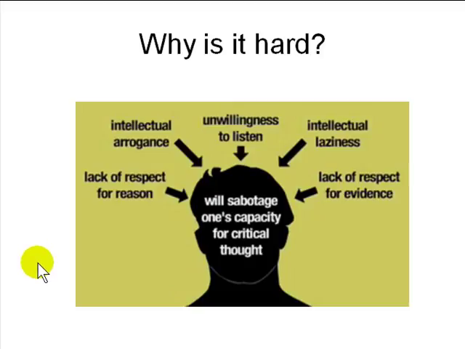Okay, so one is lack of respect for reason, one is intellectual arrogance, unwillingness to listen, one is intellectual laziness, and then lack of respect for evidence. This will also sabotage your ability to think critically. And ego is the biggest thing that gets in the way of thinking critically. You already have an opinion, and it will impact your ego, saying that hey, you are wrong, and a lot of people can't take that. They'd rather be wrong forever than accept that they are wrong and correct their opinion.